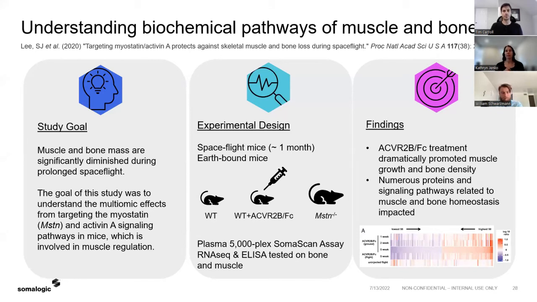So findings. What we clearly saw is that these normal mice, these wild-type mice, suffered significant muscle and bone density loss in space. Those that were treated with this decoy receptor showed significant muscle growth and maintained and grew their bone density. This was in both earthbound mice and in mice exposed to microgravity. Ultimately, what was found was that there were numerous proteins and signaling pathways that were related to muscle and bone homeostasis. Next slide.